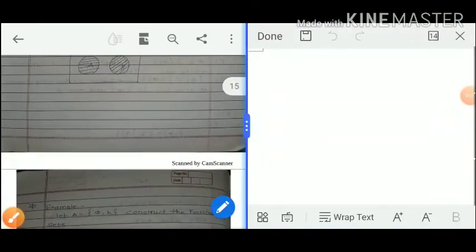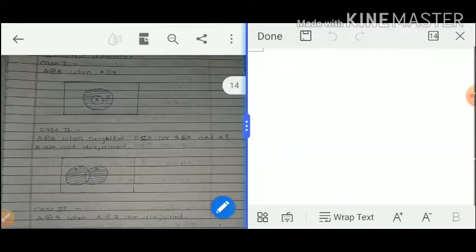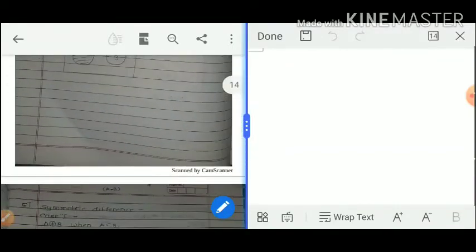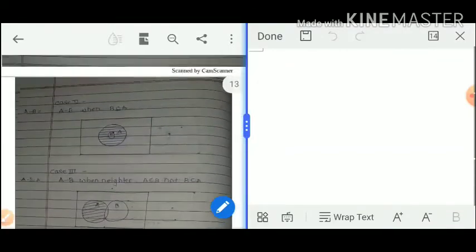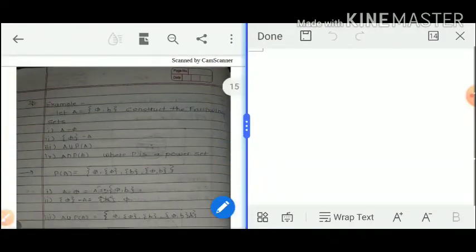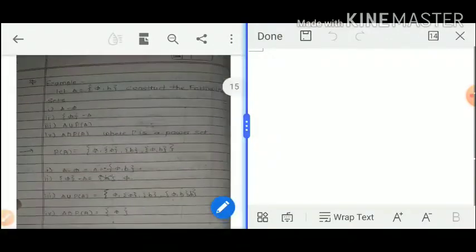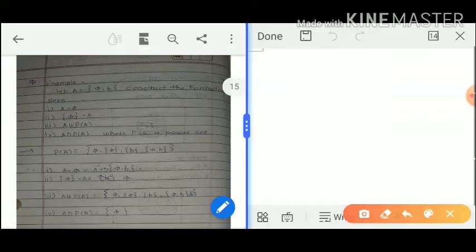Hello friends, in our previous video sections we have seen all the set operations represented by using Venn diagrams. So now we are going to study some examples to understand them. Okay, so the first example is: let A equals {phi, B}. Construct the following sets.